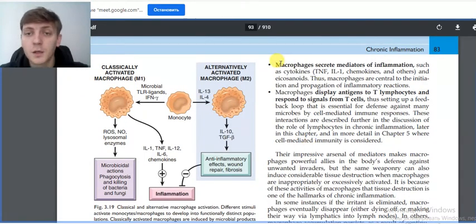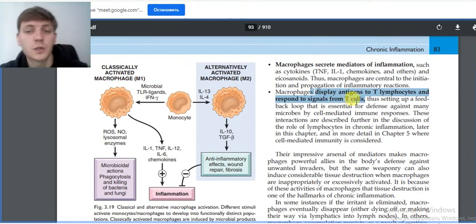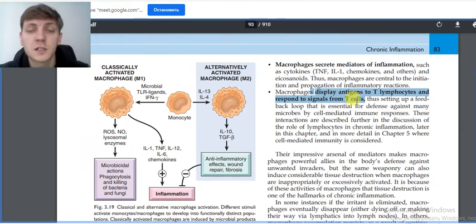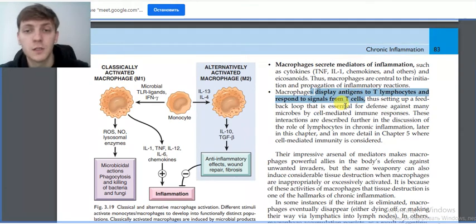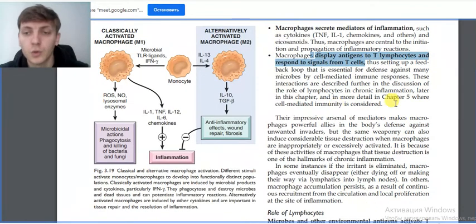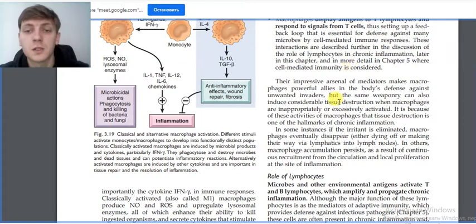So macrophages secrete mediators of inflammation. They are TNF, interleukin 1, chemokines, and others, you remember, in the acute phase of inflammation. And also macrophages display antigens to T lymphocytes and respond to signals from T cells. So that's regulation. Macrophages are regulated by T lymphocytes, and they also regulate the activity of T lymphocytes. It also will be discussed in chapter number 5. It's immunology. And cell-mediated immunity is considered in this chapter.